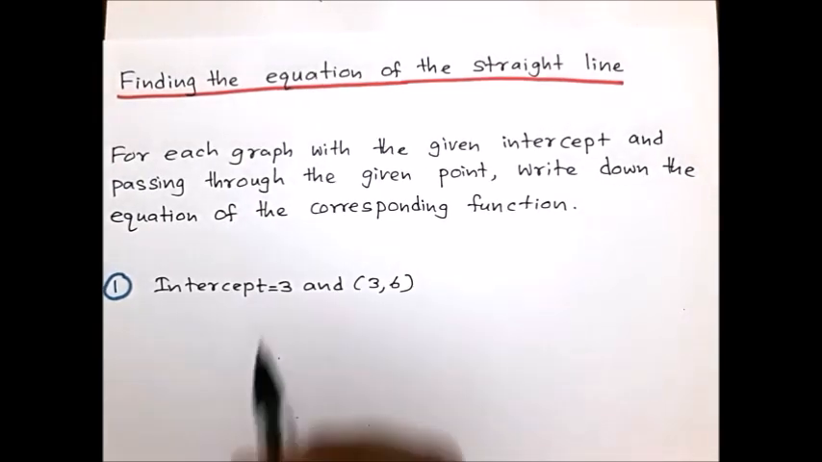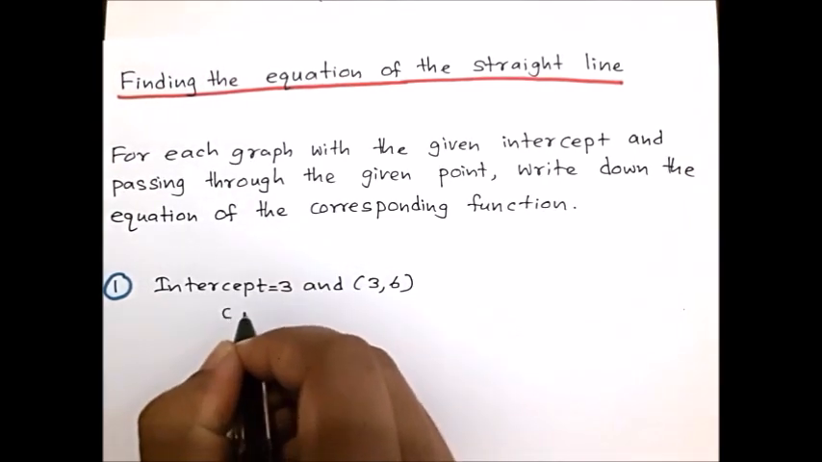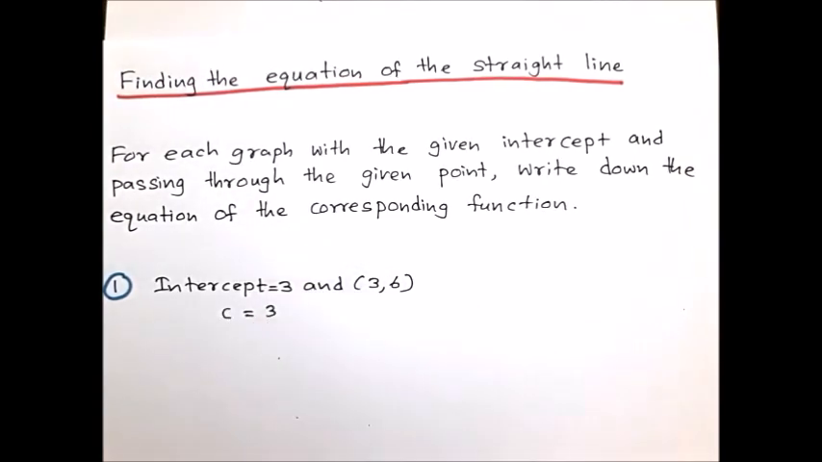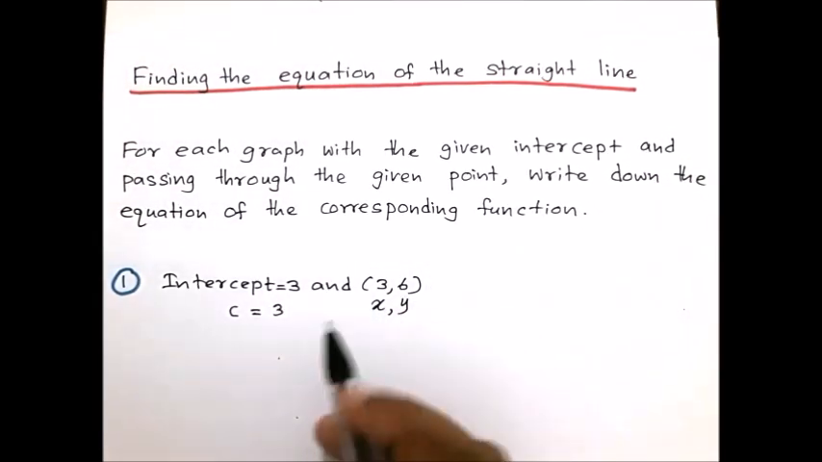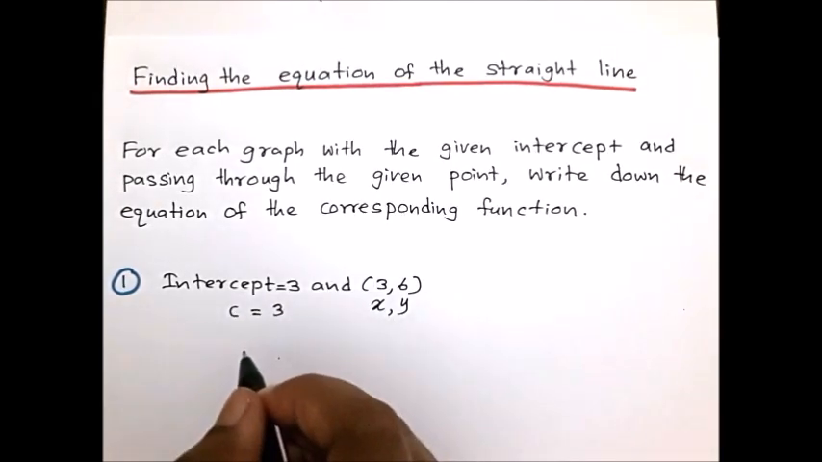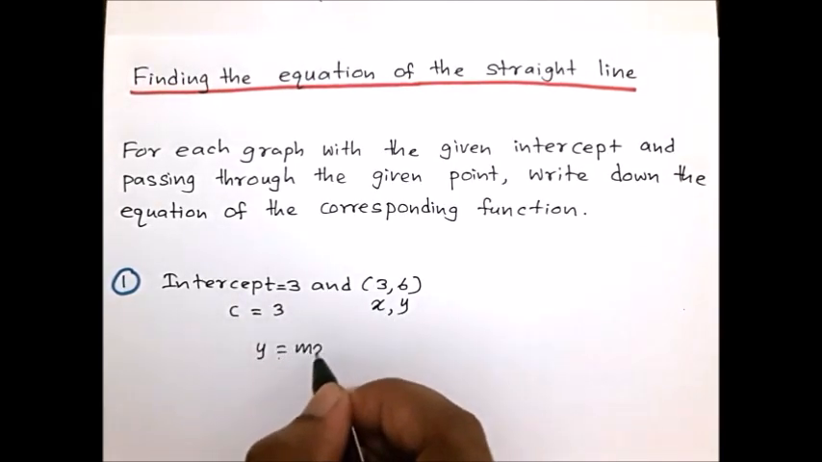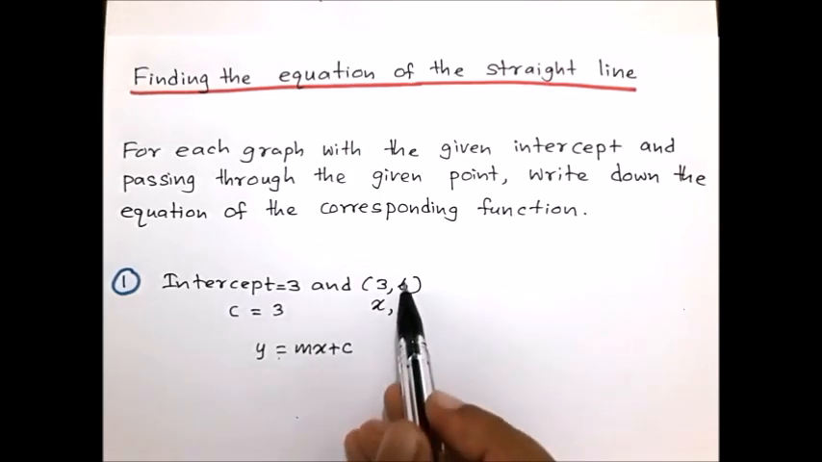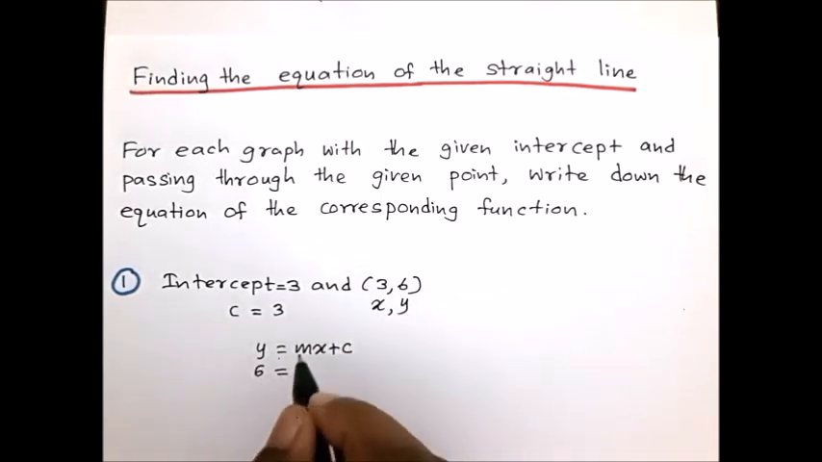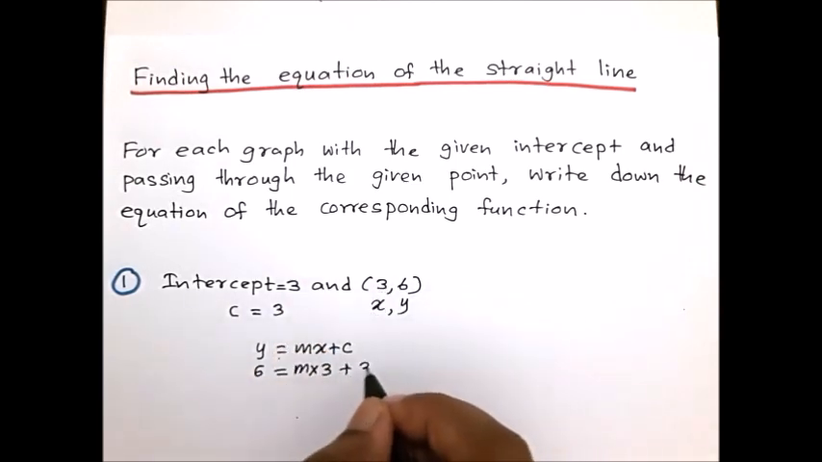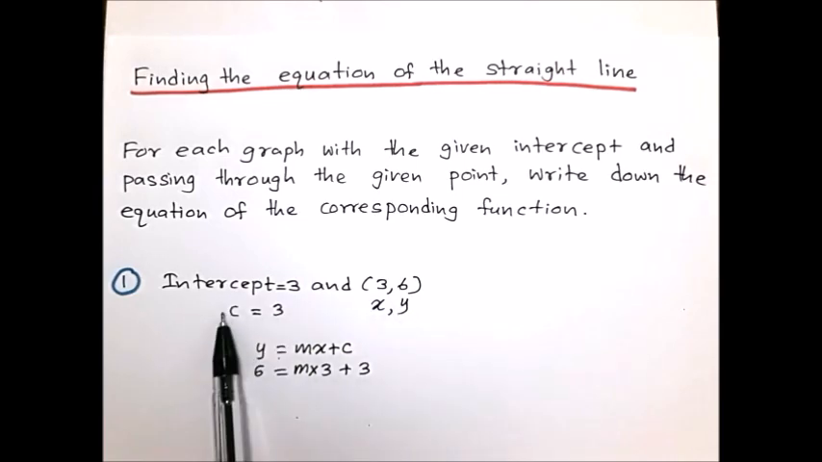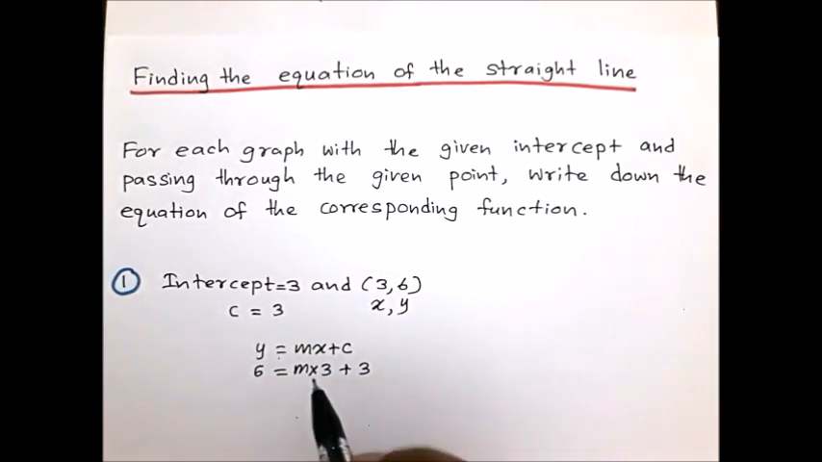Let's start with the first one. Intercept is 3. The symbol we use for intercept is c. c equals 3. And this one is the x coordinate and this one is the y coordinate. Now I am going to substitute these values in the formula y equals mx plus c. Y coordinate is 6, substitute 6 here. You have to find m. mx means m multiplied by x. For the x coordinate substitute 3. For c substitute again 3. Substitute these values in the equation y equals mx plus c.